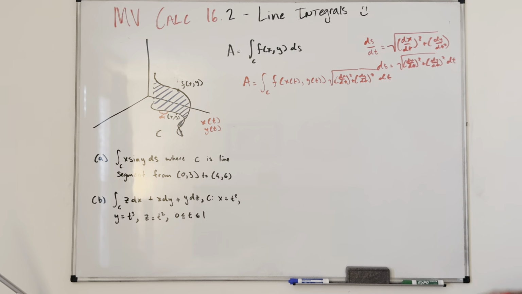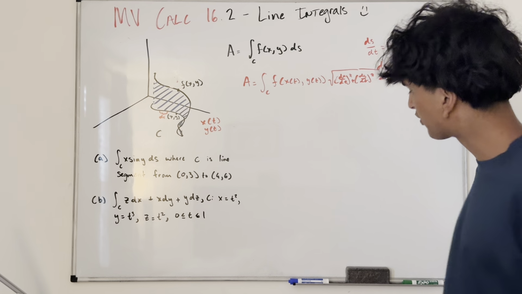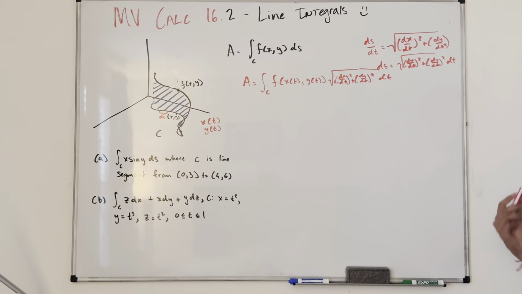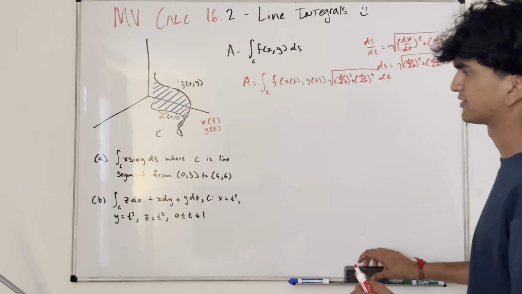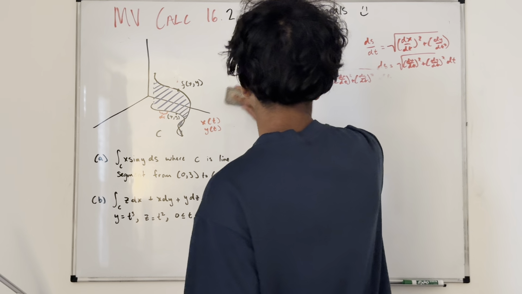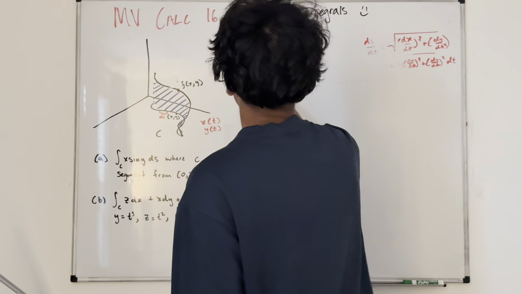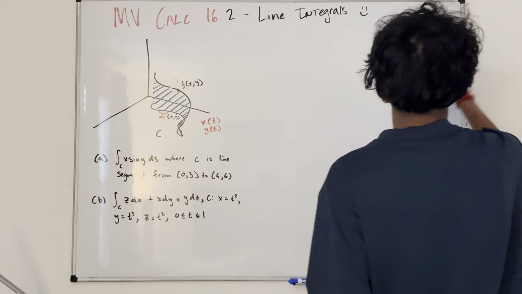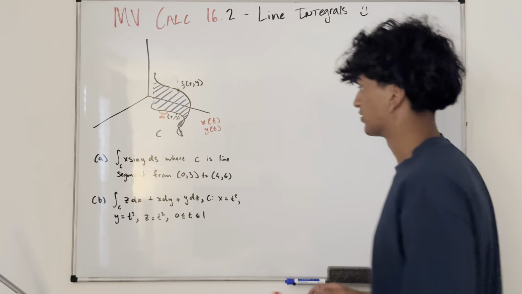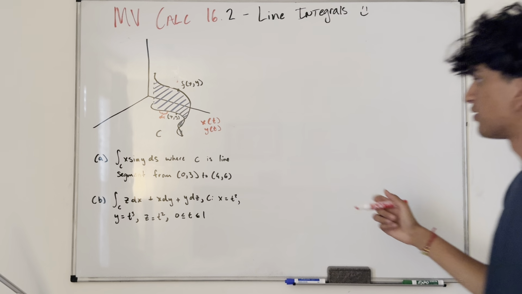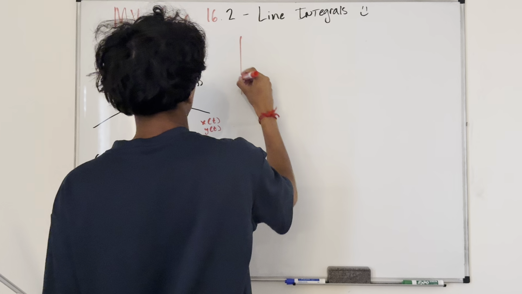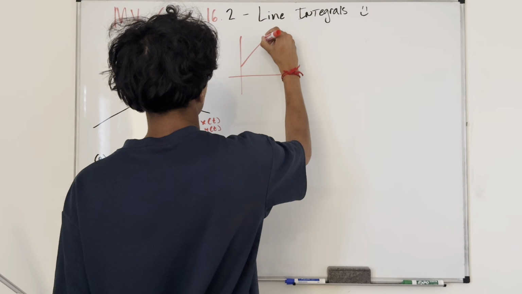So let's try this in action. Part A, we want to evaluate this line integral, x sine y ds. That's the integral we want to take. So to think about this, first we have to parameterize the curve. It's going to be a line segment from 0, 3 to 4, 6.